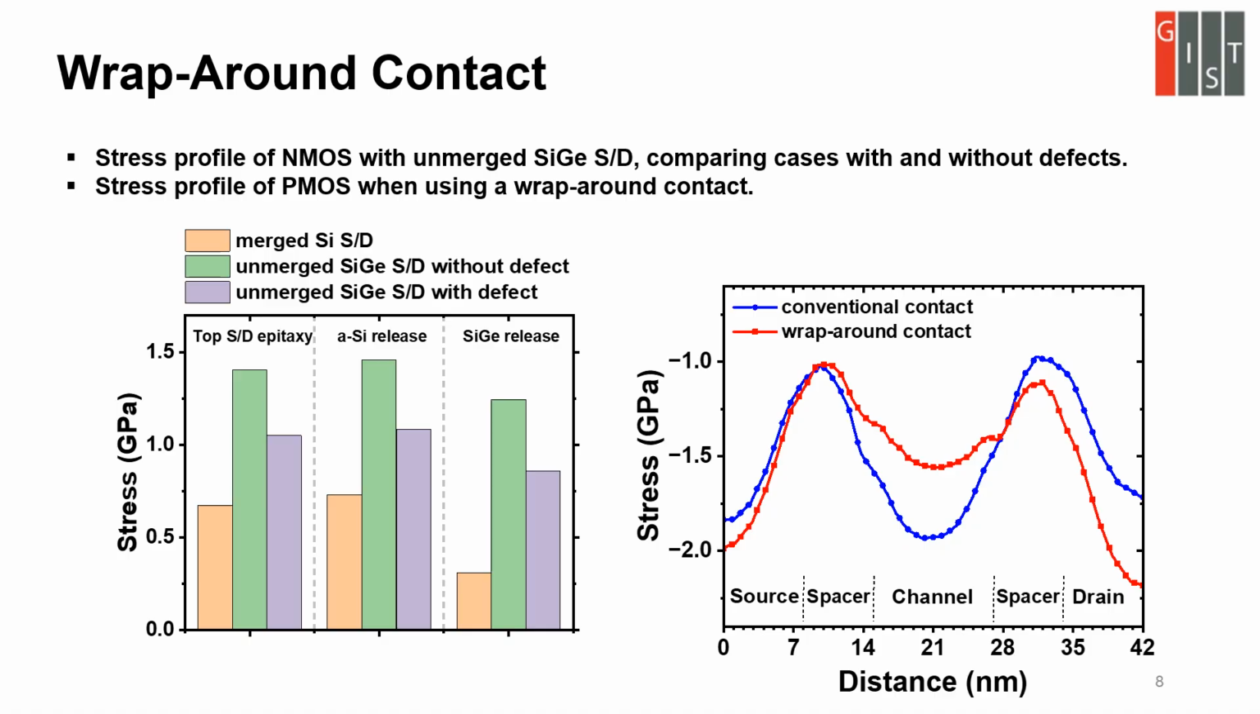Since the metal modulus is larger than that of the low-K dielectric, the stress change during the channel release process becomes smaller. As a result, compared with the conventional contact structure, we observe about a 19% reduction in stress.